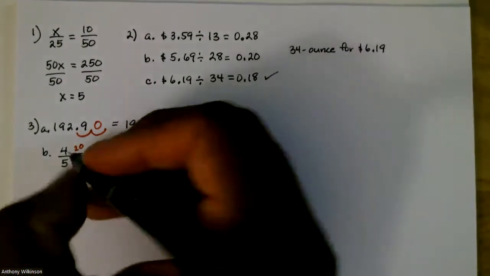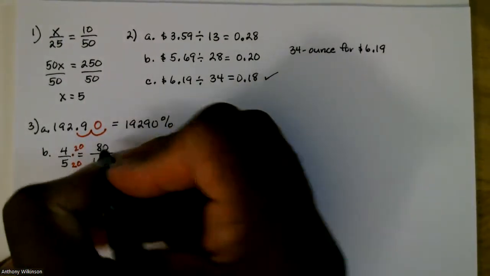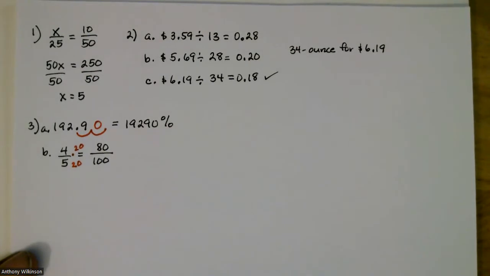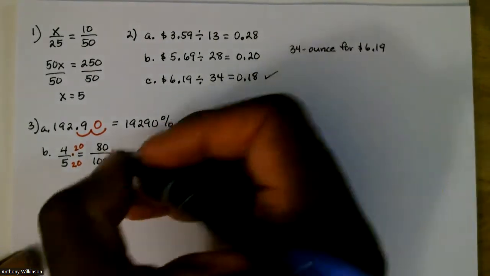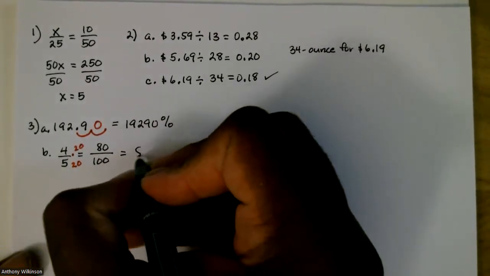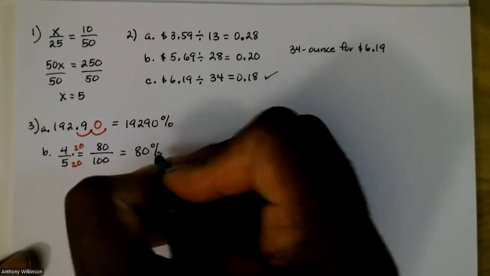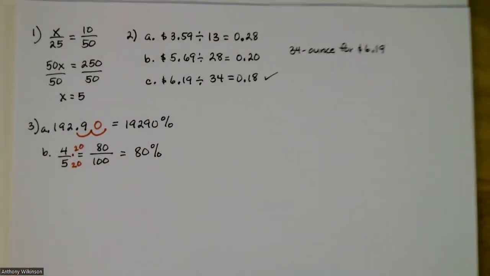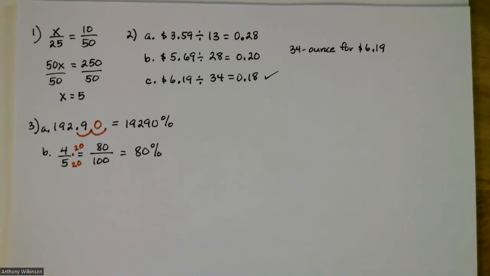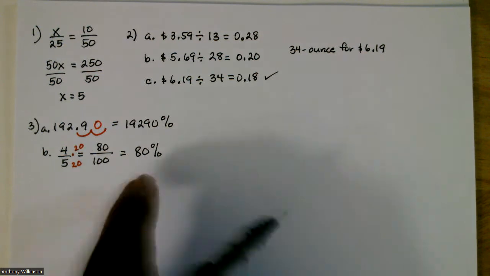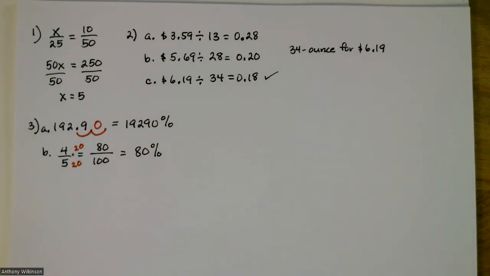So that means 4 times 20 will be 80. And 80 over 100, I can easily write that as a percent. 80%. Now, if you want to, you can do 4 divided by 5. That will give you 0.8, but then you'll have to take that decimal point in 0.8 and move it 2 places to the right and include a 0. You'll get 80%.